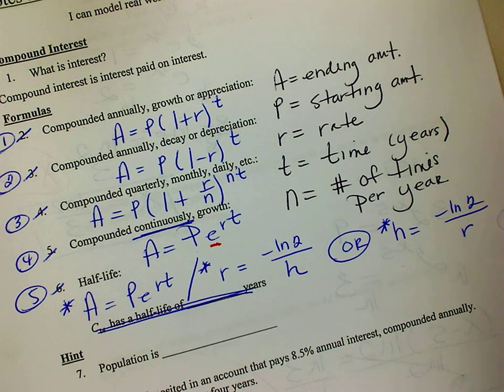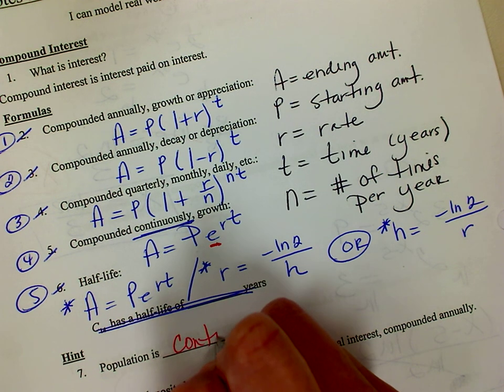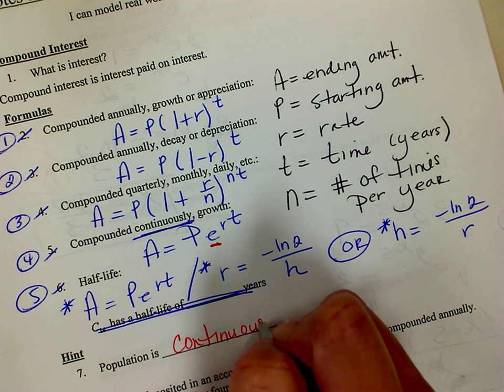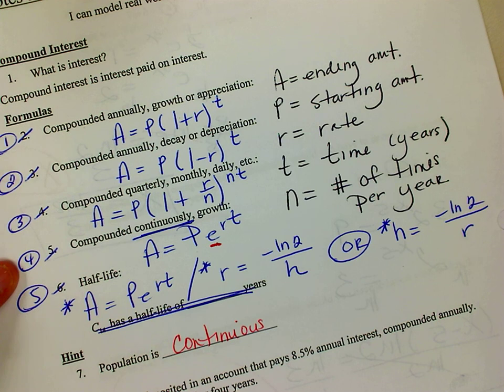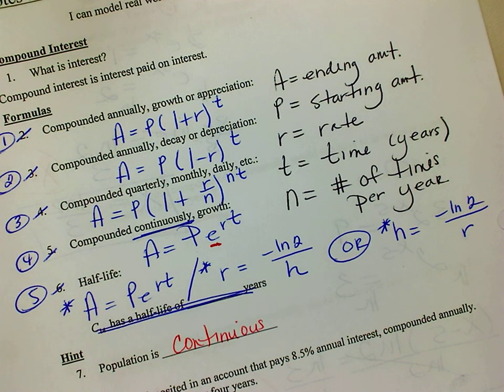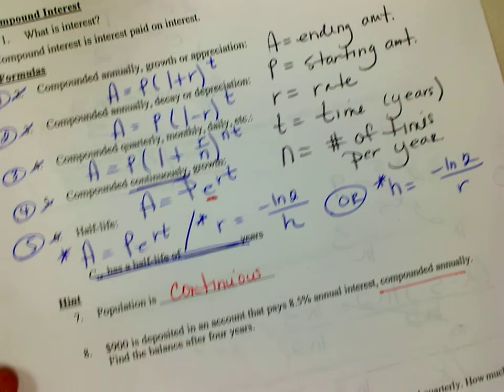Okay, if you have a population problem, population is continuous. So if you had a population question, you would use formula number 4. Okay, so let's go ahead and begin. You're definitely going to need your calculator.